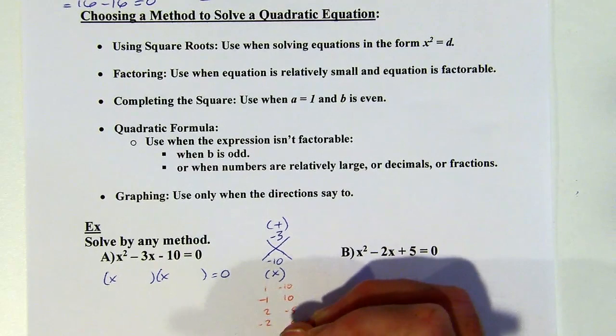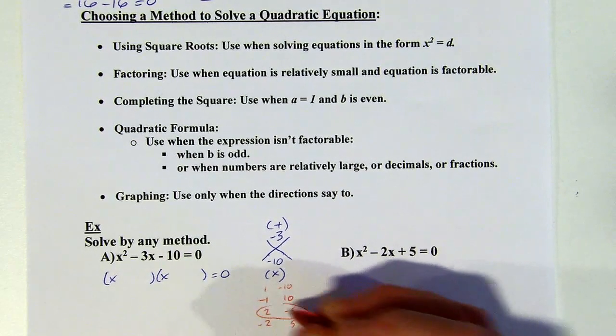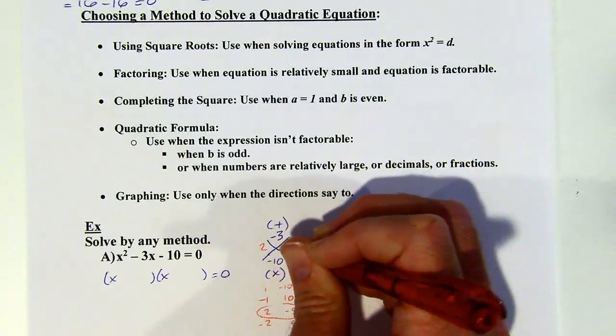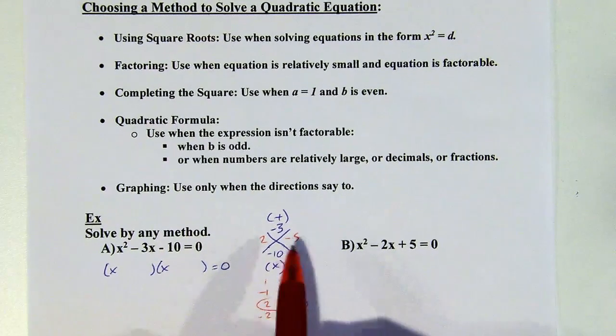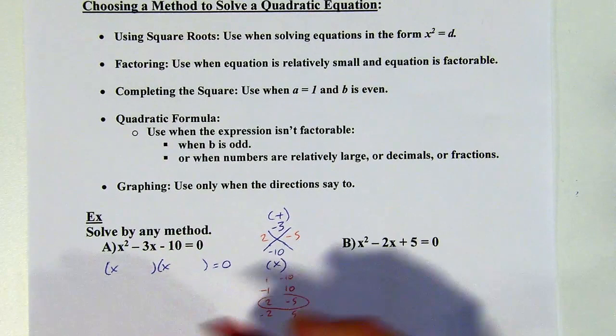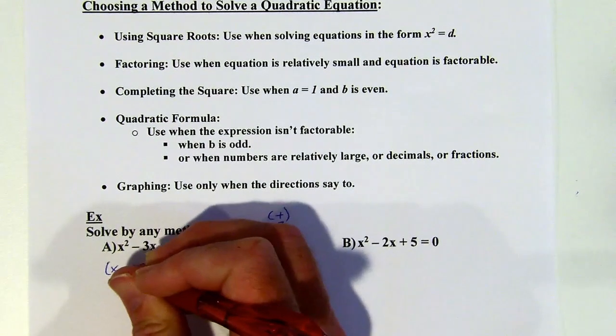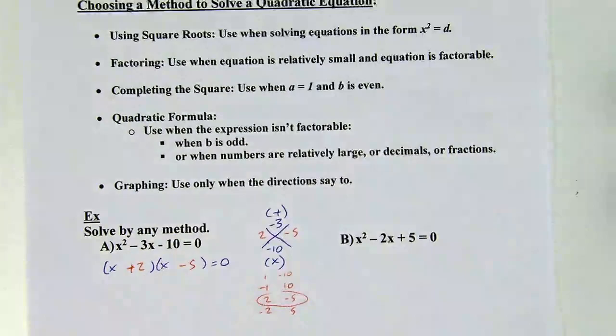So here's two more ways, and now I do have one that adds to -3. That's the solution to my diamond problem. It's not what x equals, but it's going to be what goes in the back of these parentheses. So I've got a +2 and a -5, okay?